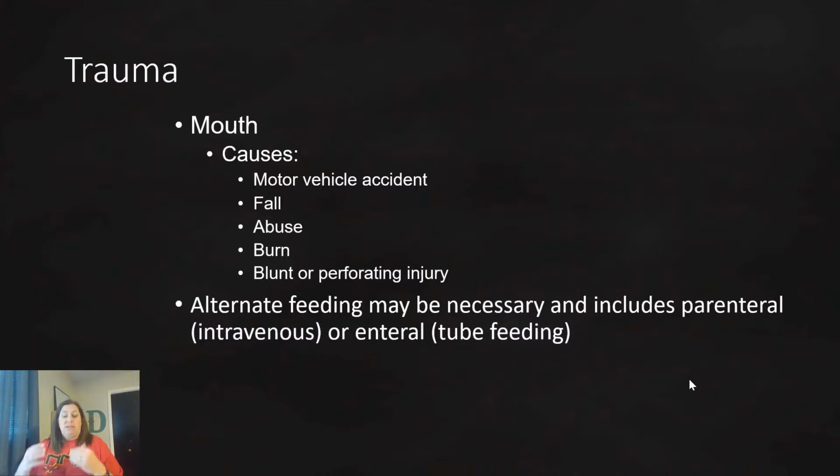We may need to supply nutrients in a different way, and this could be through a parenteral route, like through a vein, intravenous, through just the bag, or we may need to actually add a feeding tube. A feeding tube is the enteral route, which goes into the intestines. Now, these might just be temporary until healing happens in the jaw area, mouth area, teeth area, but it could be more long-term depending on the extent of the damage.